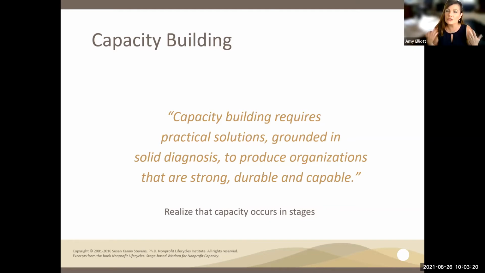So making sure that the solutions that come out of this are practical, that is capacity building. It's taking the next step. Okay, someday you might get down there, but right now it's just the next step. And they're grounded in solid diagnosis, meaning we spent time looking at our organization. We used the life cycles model. We talked about each table leg, and we know this is where we are right now. And so that's how we can determine what would be a practical next step. Because we want to be strong, durable, and capable.